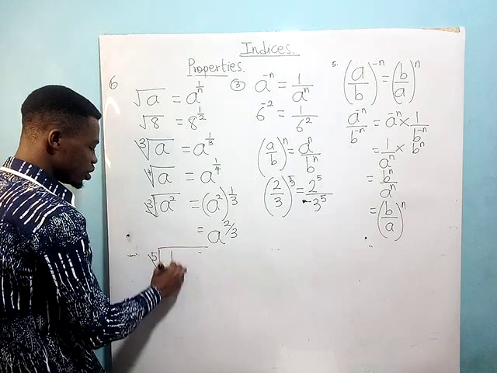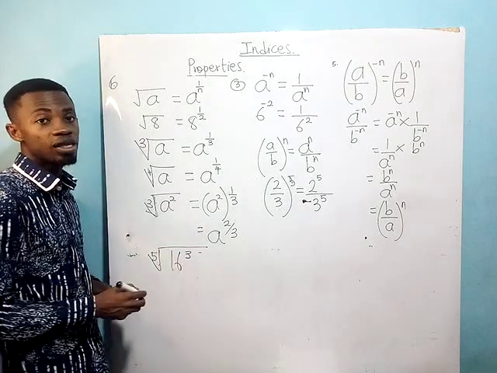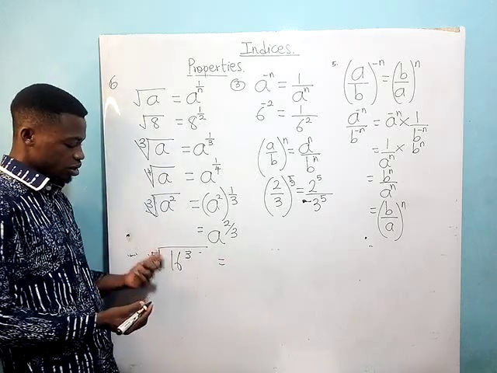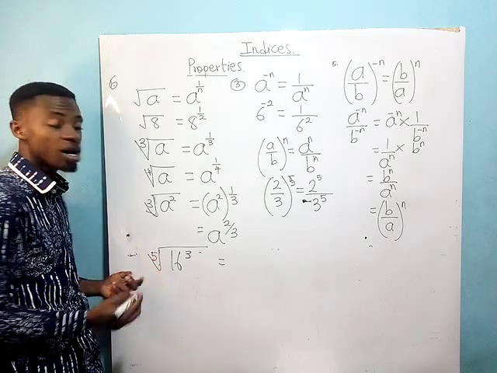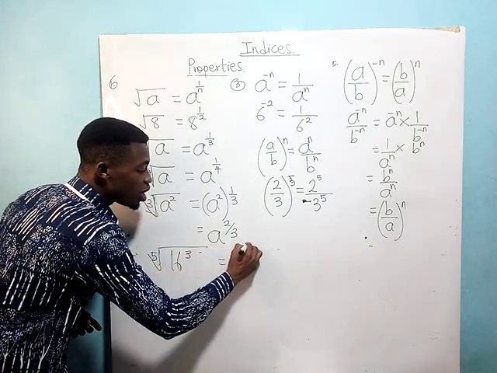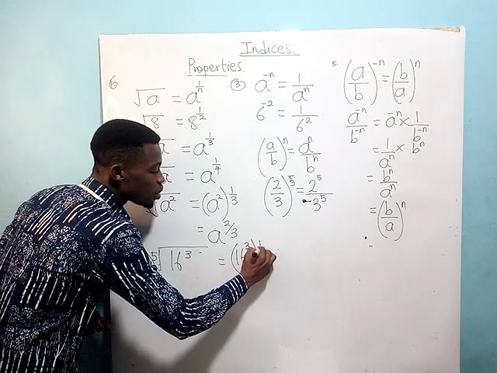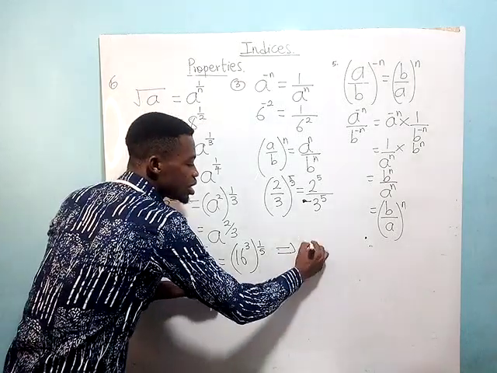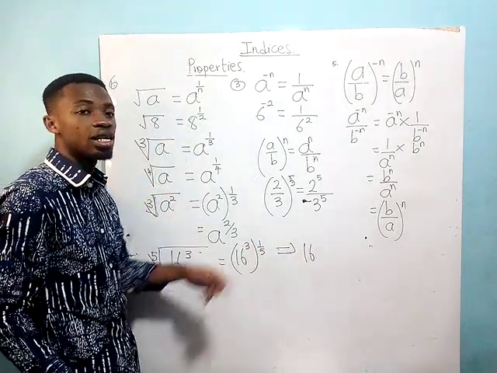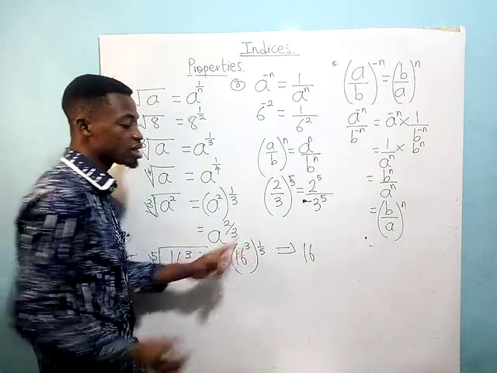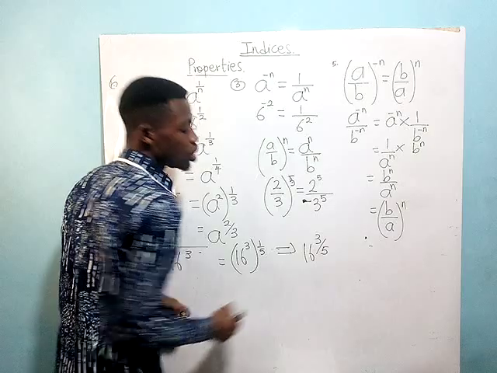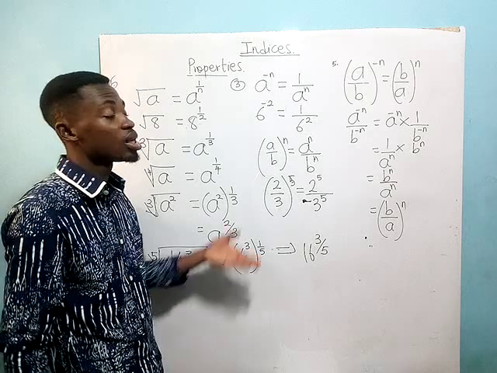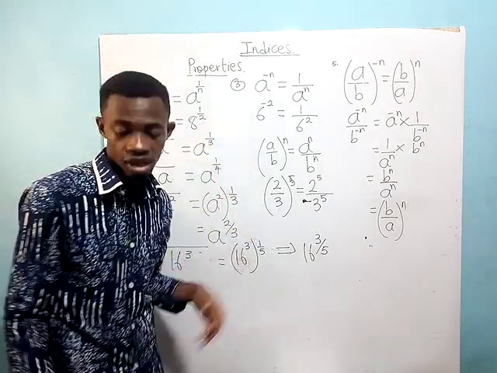Fifth root of 16 to the power 3. So you can pause the video, and fifth root of 16 to the power 3 will be written as 16 to the power 3 all raised to the power 1 on 5, which is further written as 16, then 3 multiplies the exponent. So 3 times 1 gives us 3 over 5. So these are some of the properties of indices.